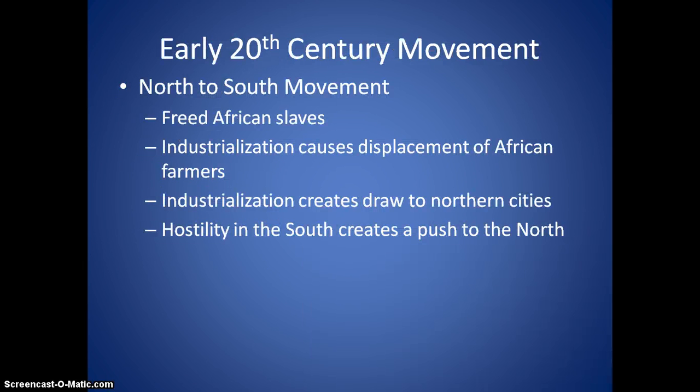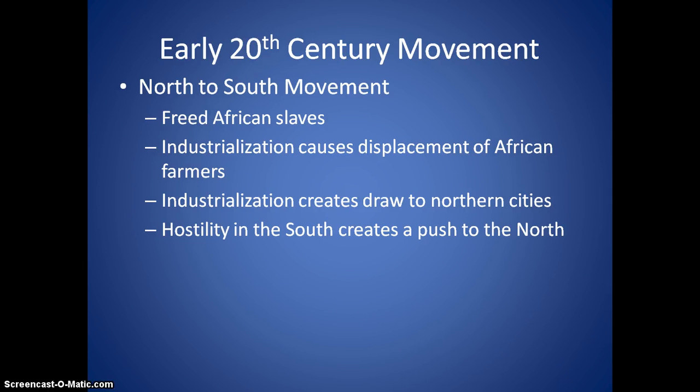When we get to the early 20th century, one of the most important interregional movements is going to revolve around the African American population in the United States. So you have a couple things going on. Obviously, the African slaves were freed as a result of the Civil War, but not only that.